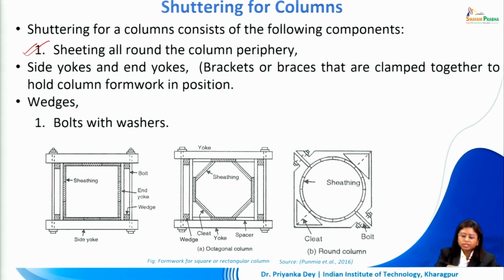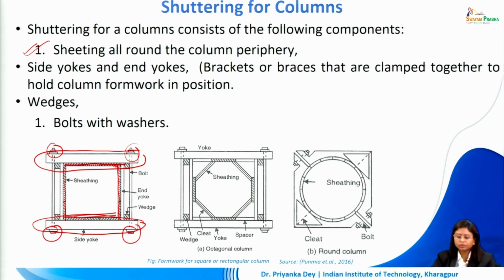So what we are doing here is we have a sheathing around the member that we are creating. We have side yokes which are holding this in position, and we are using bolts and washers on the edges to hold them in position while we are creating the formwork within which the concrete can be poured.